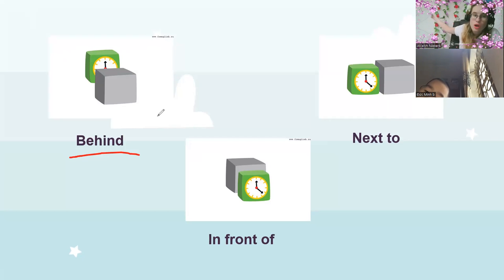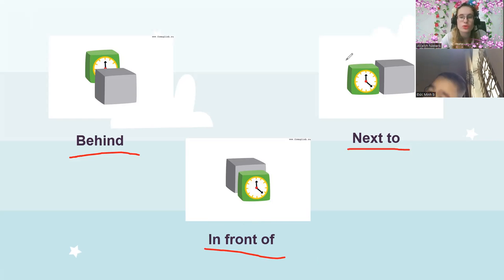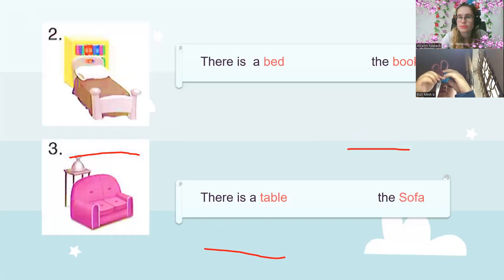The flowers are behind the teacher. All right. The keyboard is in front of the teacher. Okay. Next to. Good work.